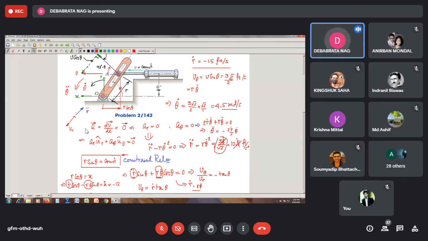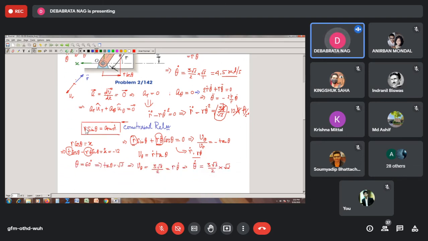So either you can use this equation in this process and solve it, or you can use this constraint relation and differentiate it once for getting the expression for velocity, and then a second time for getting the expression for acceleration. So this is how you can solve your problem.